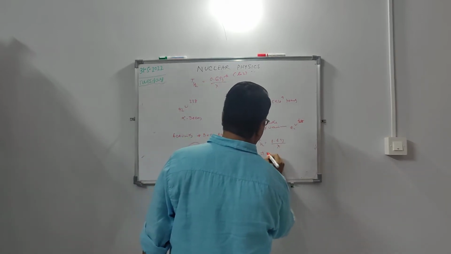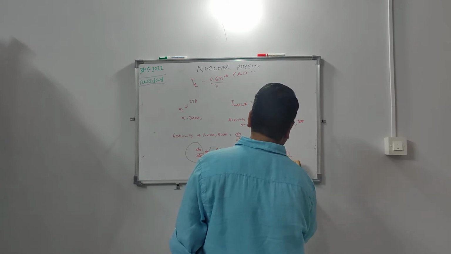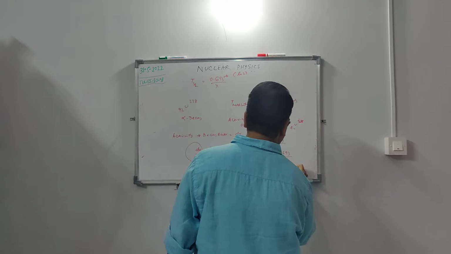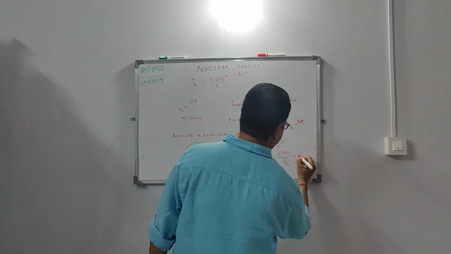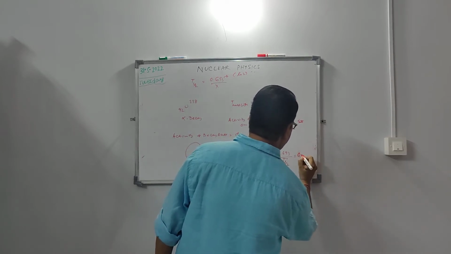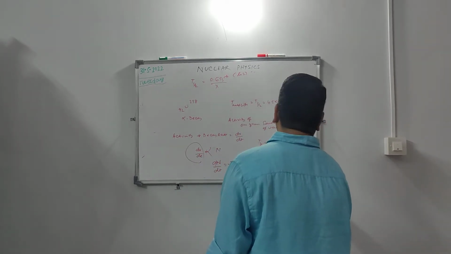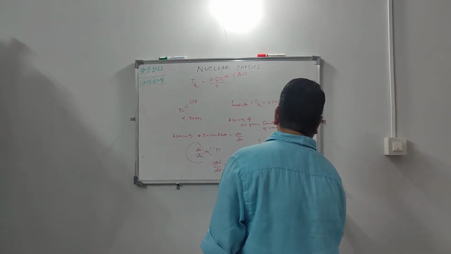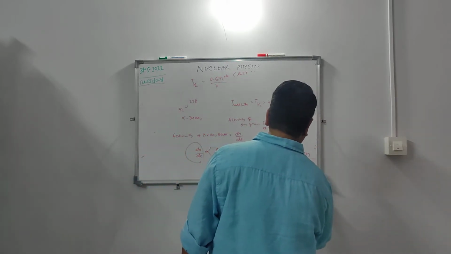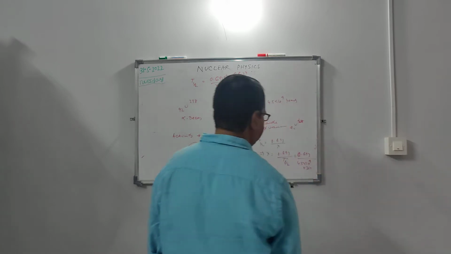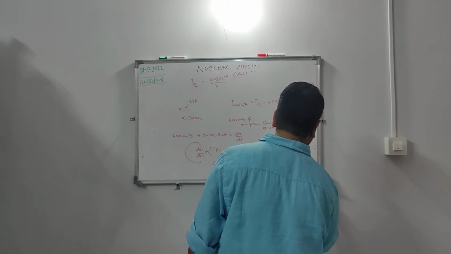That means my lambda is equal to 0.693 by T half. If this is the case, then my lambda is equal to 0.693 divided by how many years? We have to convert that to seconds. So 1 year is how many seconds, you can find out. 1 year is 365 days, and 1 day is 24 hours, and then each hour is 3600 seconds.